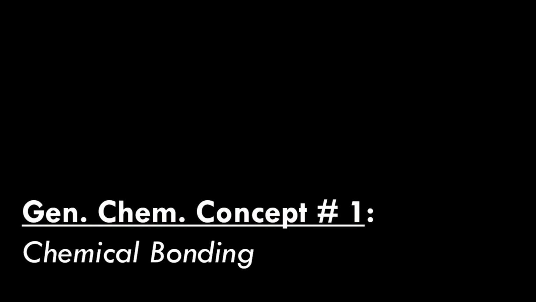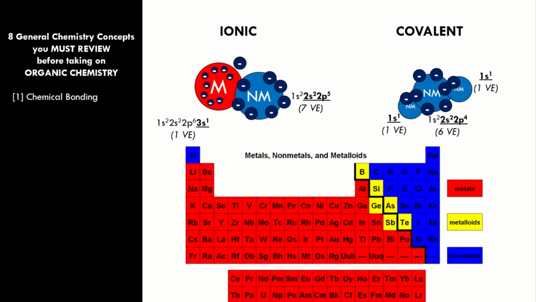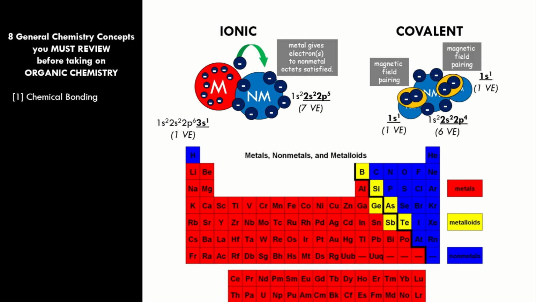Number 1. Chemical bonding. You probably know that the two basic bonding types are ionic and covalent. You also probably remember that ionic bonding usually occurs between a metal and a nonmetal, and that covalent bonding occurs among several nonmetal elements. While these are all correct, it would be better if we review how exactly atoms use their valence electrons to bond with each other. Ionic compounds achieve this by having one atom donate electrons to the other, while in covalent compounds, atoms share electrons by pairing their magnetic fields to form covalent bonds.